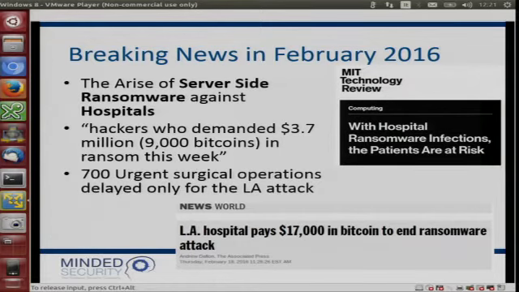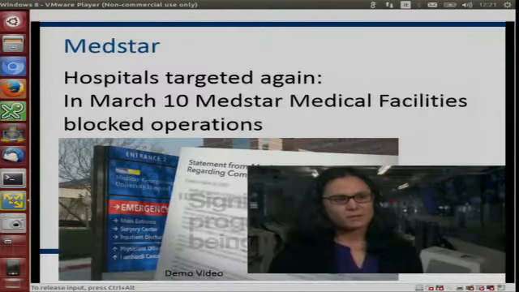This was not just the effect of server-side ransomware. There was still Locky malware that was not server-side, but in March, 10 MedStar medical facilities have been blocked by a server-side ransomware.